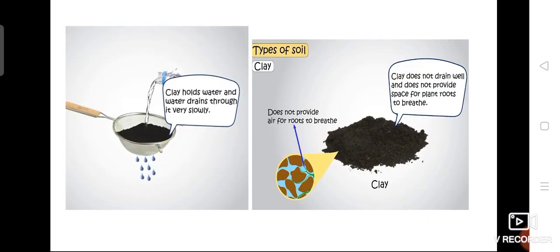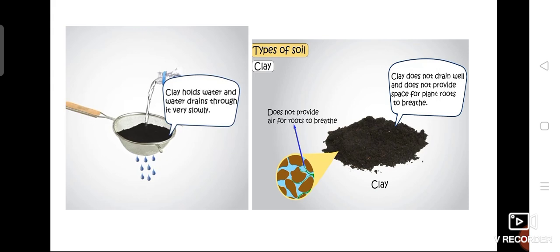Why? Because it does not provide air to breathe, because the particles are very tightly closed with each other, and roots travel along with that space. If there is no space, how will they travel inside? Because roots are present in the soil only, isn't it? They need space for their purpose, for breathing also, isn't it? So due to this the plants do not grow.